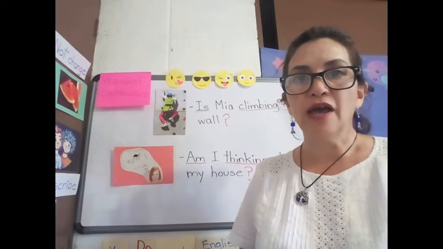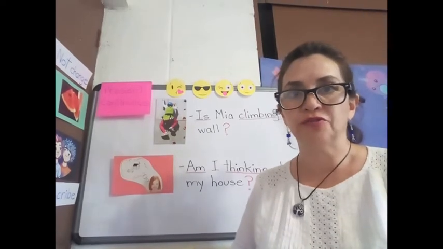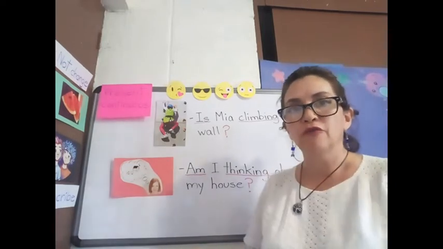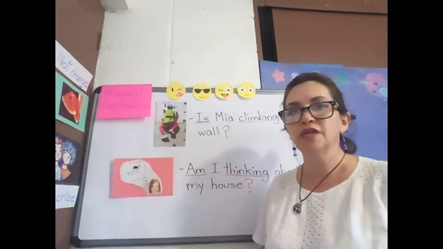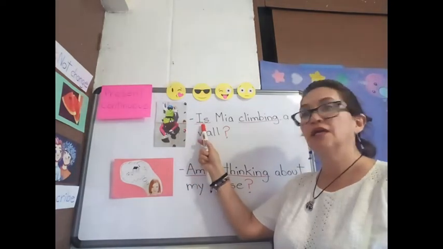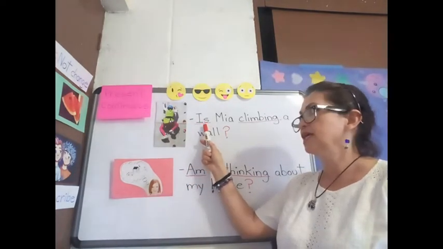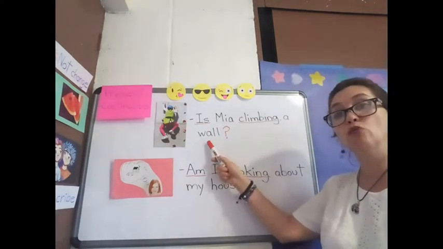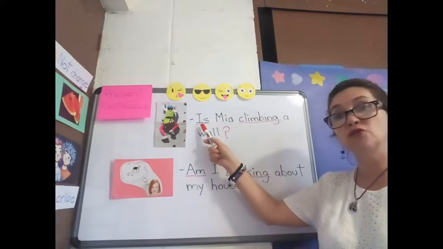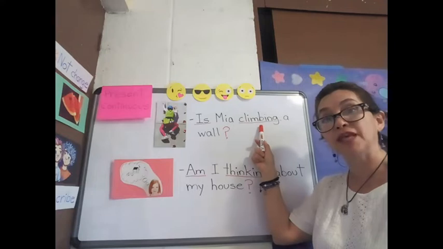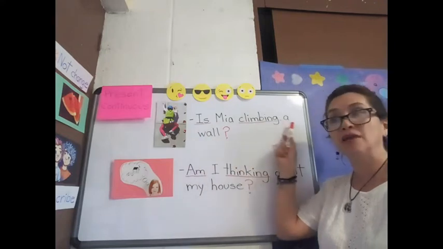Let's see now, how can we make questions? The interrogative form of the sentence in present continuous. For this, we need to put first, at the beginning of our sentence, the verb to be. For example, is. Is Mia climbing a wall? You see that we begin the question with verb to be and then the subject, and then the verb ing. Is Mia climbing a wall?